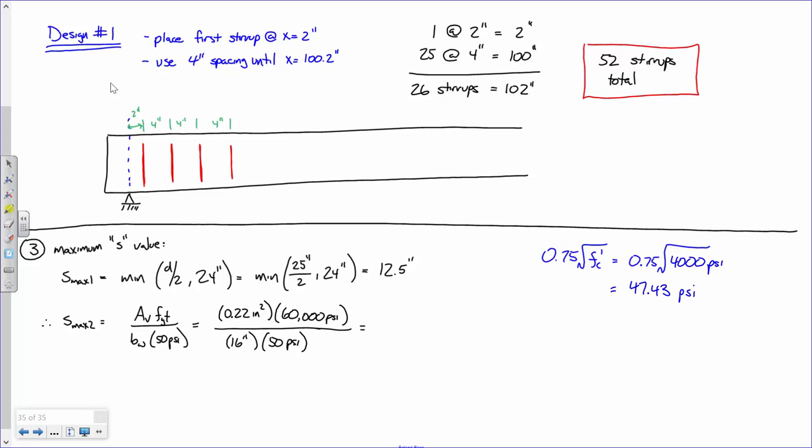So what does this come out to be? 16.5 inches. So, yes. This, it's a subscript, sorry.